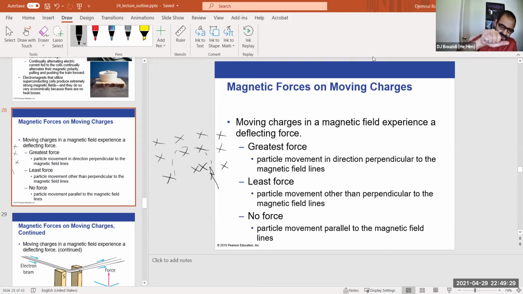So if I have the magnetic field inward, the particle is moving upward, so it's going to bend this way. This is a positive charge. If it were a negative charge, it would go the other way. It has a lot of applications, this thing in here.